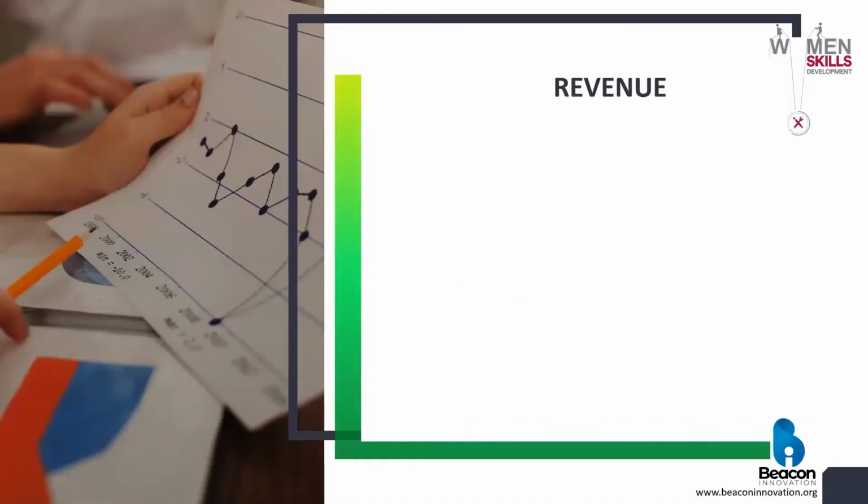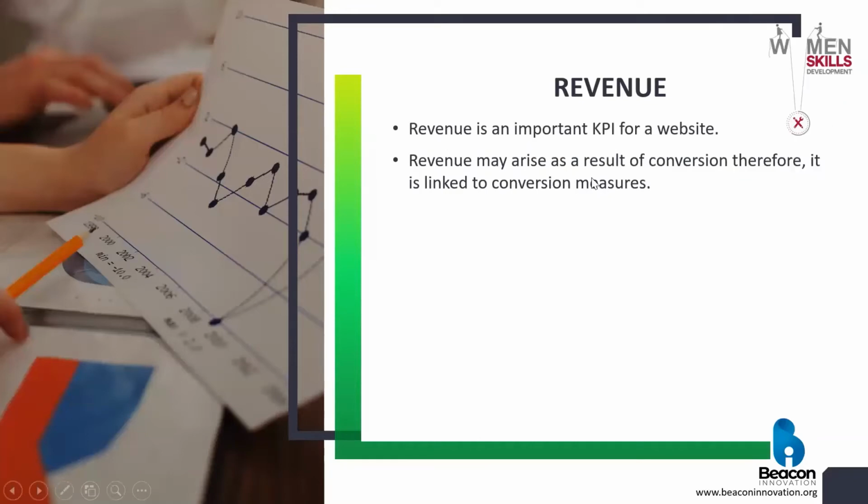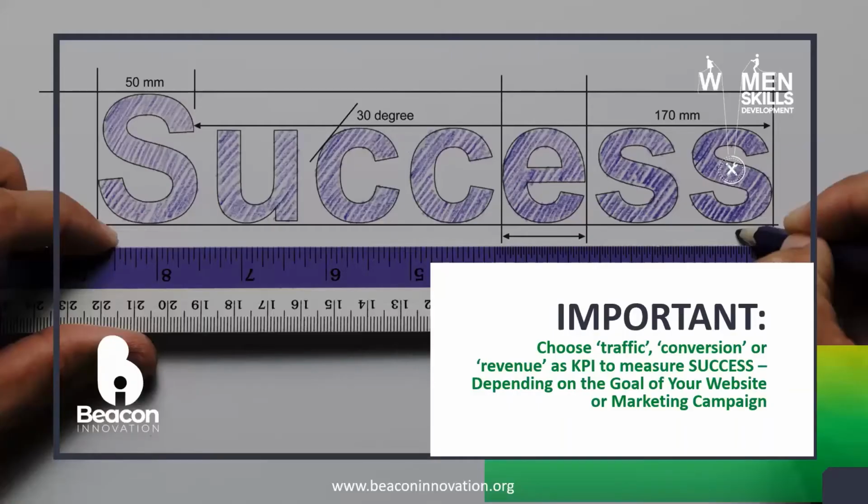And then, is it generating a revenue, right? So revenue is an important KPI for the website. Revenue may or may not arise as a result of conversion. For example, if it's a retail store or an e-commerce store, and your conversion goal is checkout, then it would result in a revenue generation. However, if your conversion goal is newsletter subscription, then it won't result in revenue generation. In order to measure the success of your website, you have to choose between these 3 indicators.